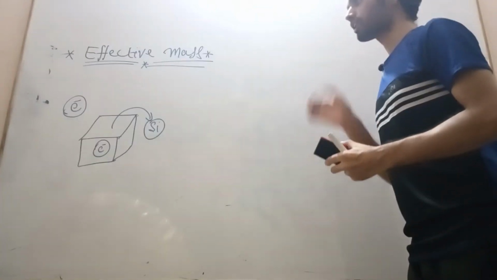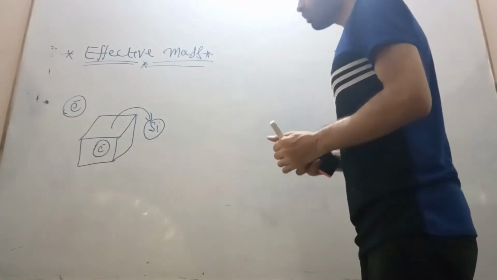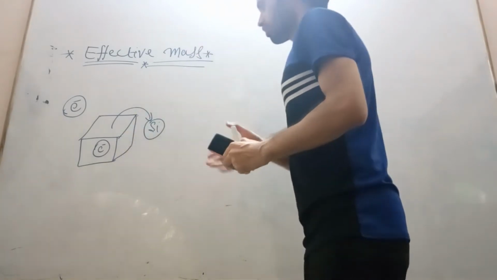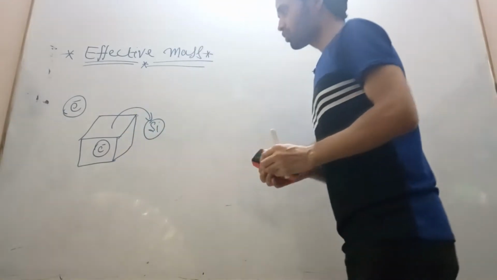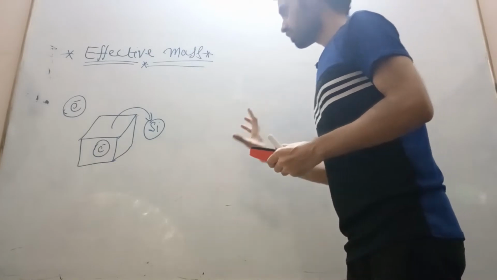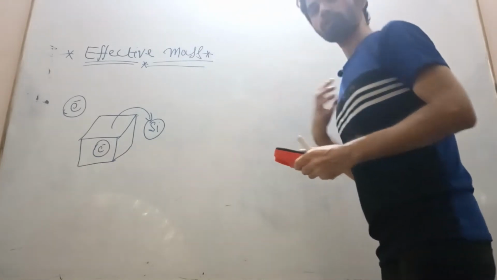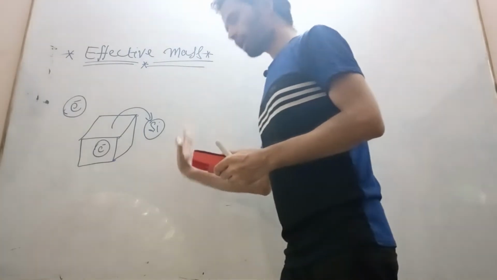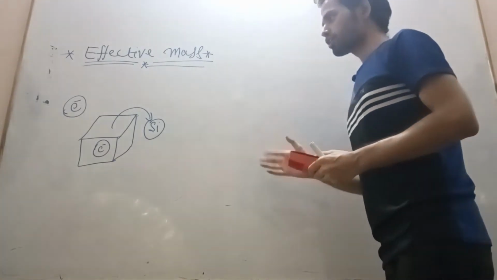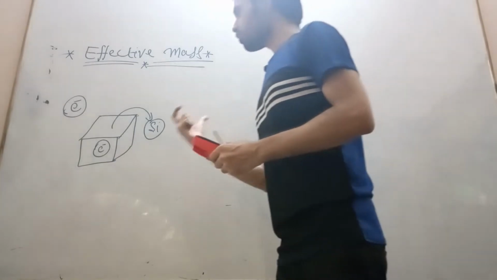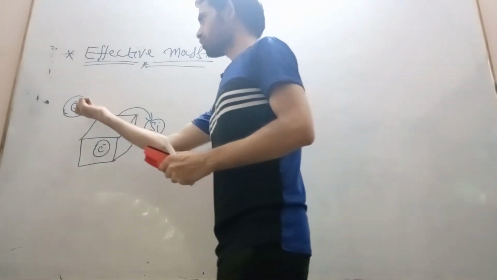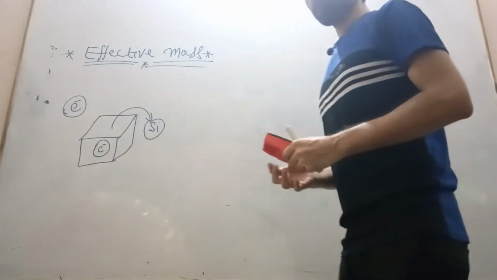What is the reason behind this? Before knowing this reason, we should first know about energy band formation. If you know about energy band formation, then you will come to know how the movement of an electron inside the crystal is different compared to the electron in the free space.